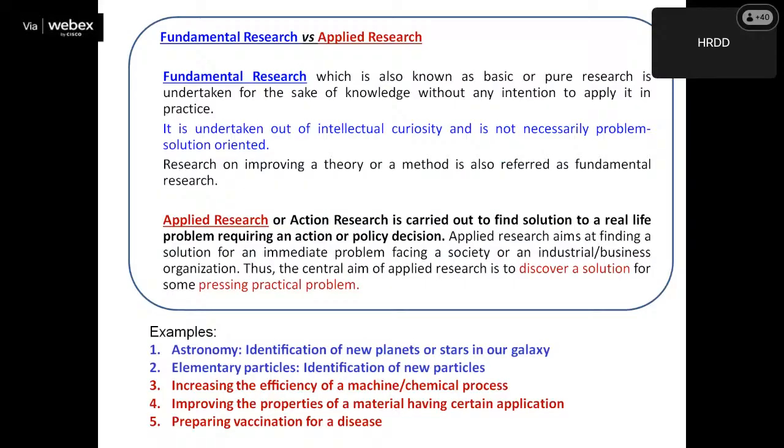So research on improving a theory or a method is also referred to as fundamental research. So examples: astronomy, identification of new planets or stars in our galaxy. So what will you gain by identifying? Is there any way you will better serve the society by identifying any new star? No, right? But our intention at the moment is nothing like that, but definitely it may have some other use, or not, I don't know.